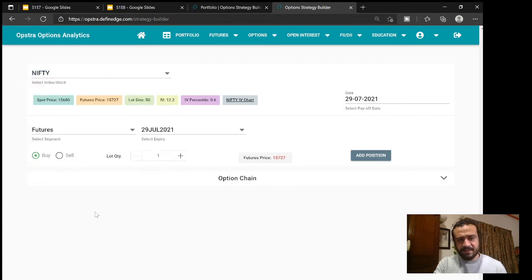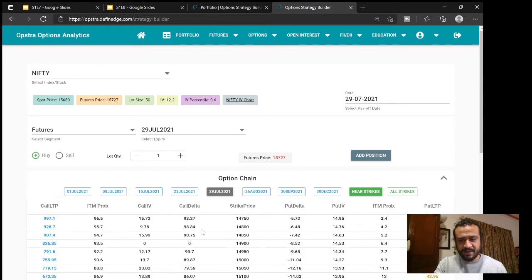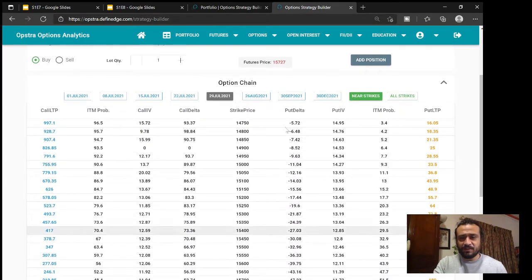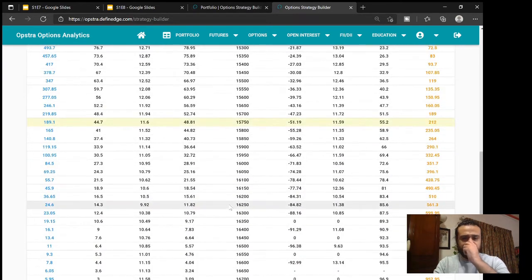For example, Nifty is default. You can click on option chain and you've got your option chain right here. It's beautiful. You can choose various expiries and you can check out the option chain. No need to go to the NSE site.